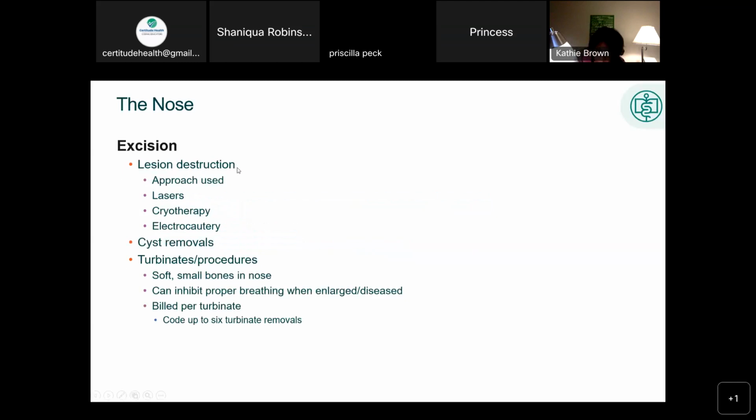I mentioned this already, that if they're doing a destruction, it could be by laser, by cryotherapy, or electrocautery. Cysts can also be removed in an excision, as well as bones from the nose or from the sinus area. That could also be included in the excisions.